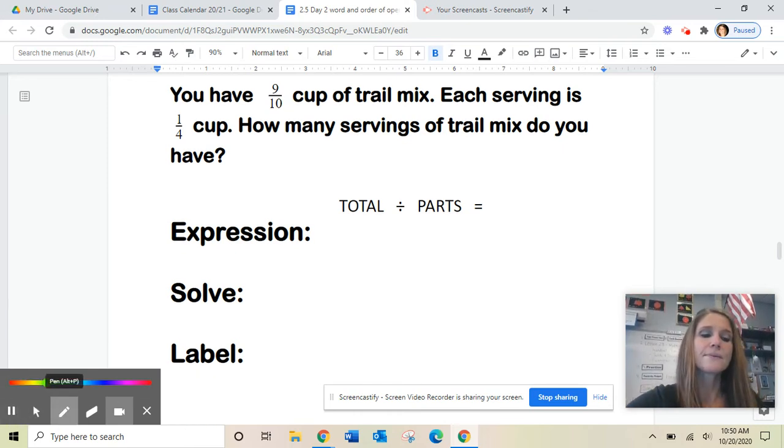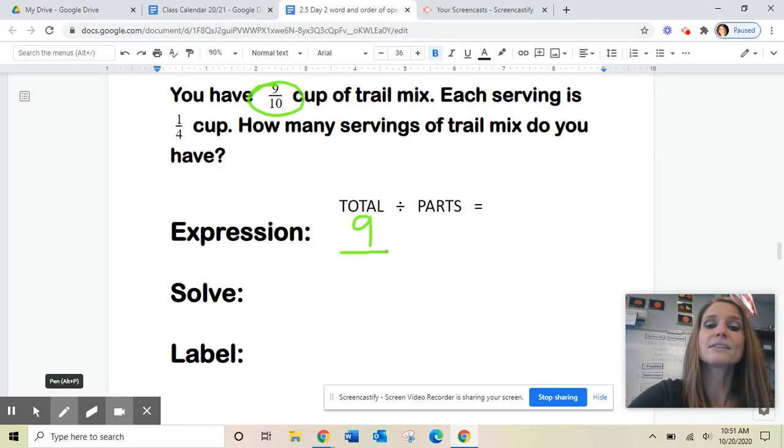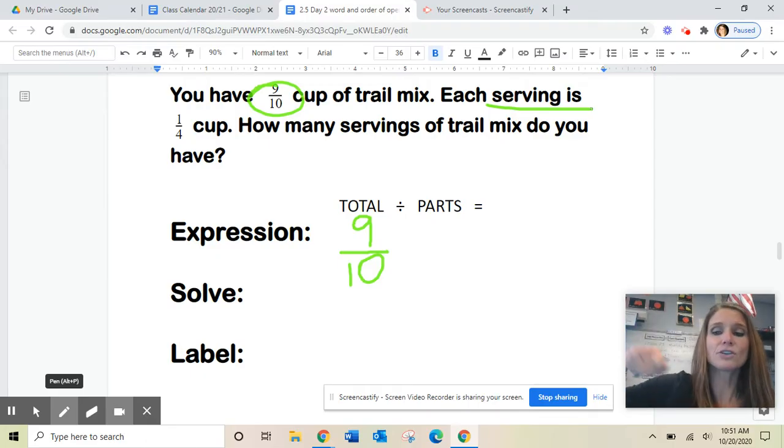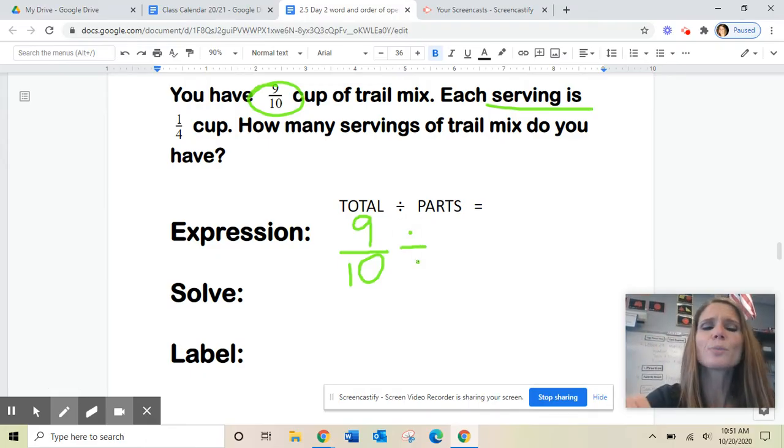So let's see how you did. Your expression would have been that the total trail mix was 9/10. That's the amount of trail mix that you start with. You're going to split it into servings. Every serving scoop is 1/4 cup in size. And this would be like the nutritional label on a package. It tells you how much you should eat as one serving. So first, see, did you set up the expression correctly?